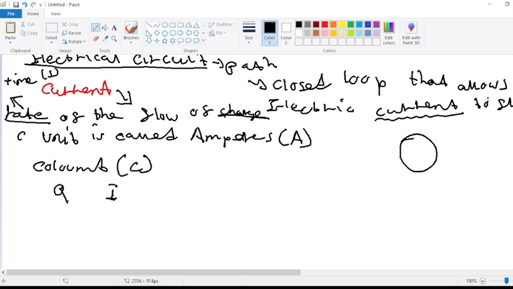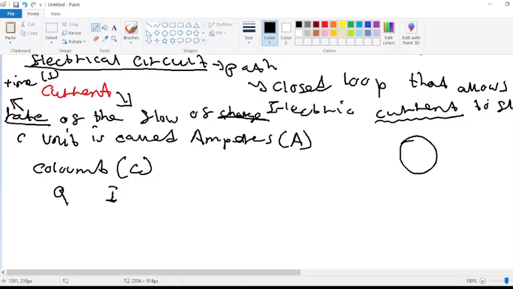Since we know that current is the rate of the flow of charge, and its unit is the ampere, denoted by A, and coulomb is denoted by C, what formula can we use to calculate current if we've been given the time and the charge in coulomb? This is the formula we have to use: current is equal to the charge over time taken.